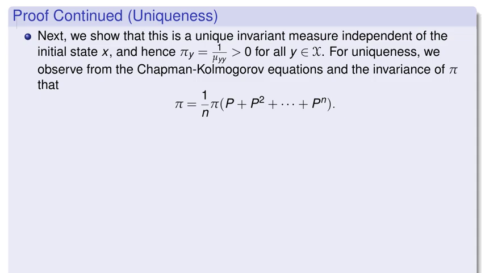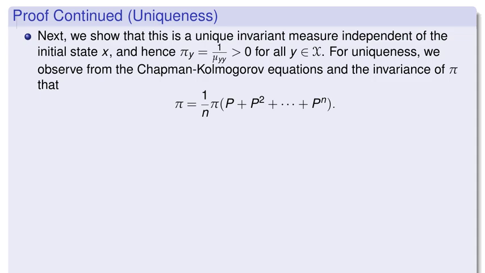Now, for the uniqueness part of the proof, next we need to show that this pi is a unique invariant measure independent of the initial state x chosen to define v. This will also imply that p sub y equals 1 over mu sub yy, which is greater than 0 for all y in script X.